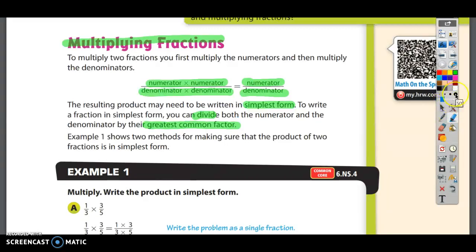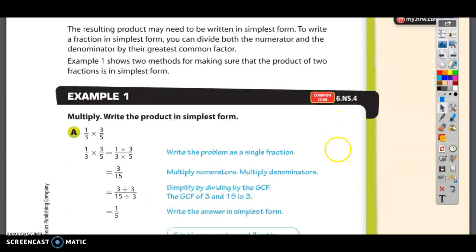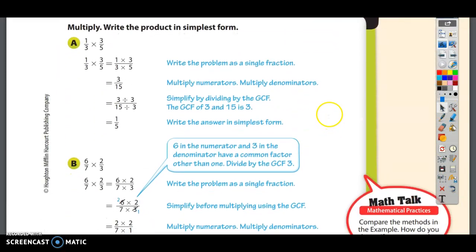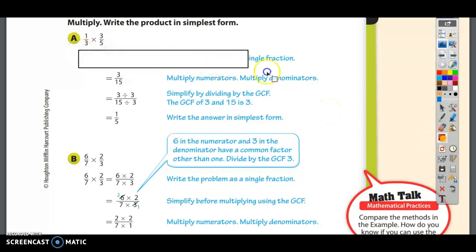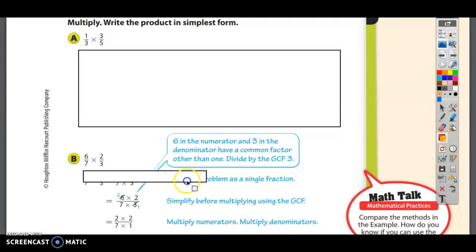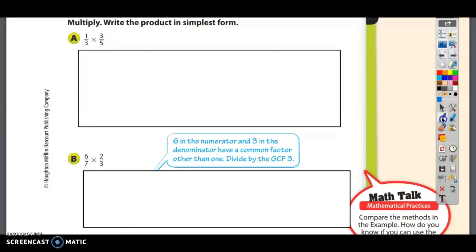You can always read this right here if you want more explanation. But I'm trying to simplify it for you as best I can. So let's check out questions A and B. I know the answers are there, but let me show you the way I would do it. So I'm going to cover up this stuff.